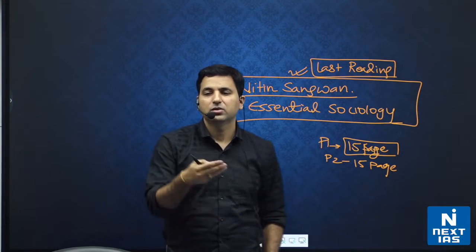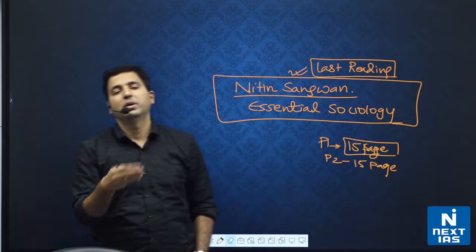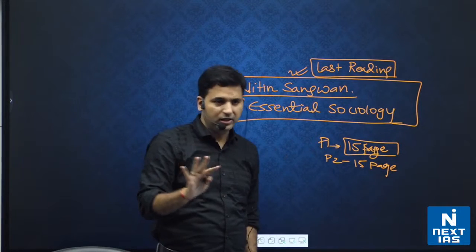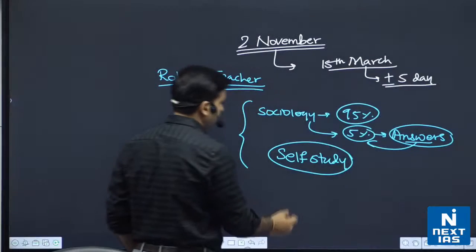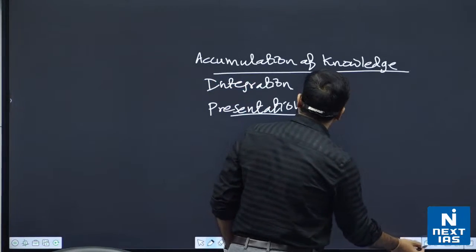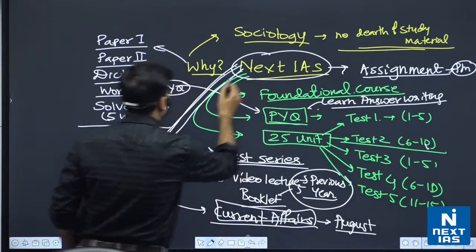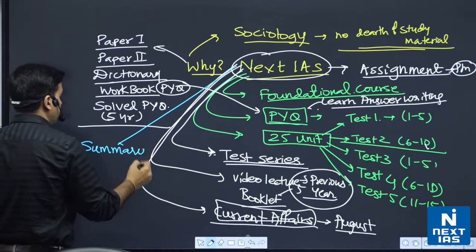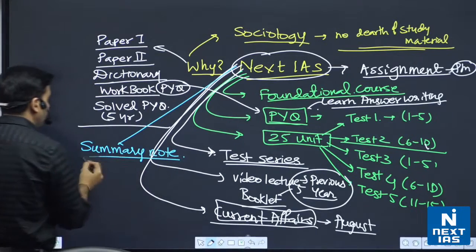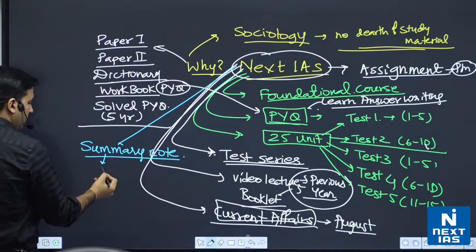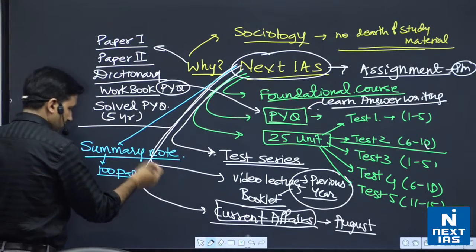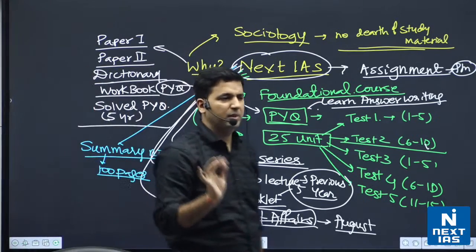If I provided you a synopsis made by us, probably you would not be able to do justice to that. But we definitely provide, and you can add this, that we will provide the entire summary note. Along with this, there is a summary note for paper 1 and paper 2, which is somewhere around 80 to 100 pages.